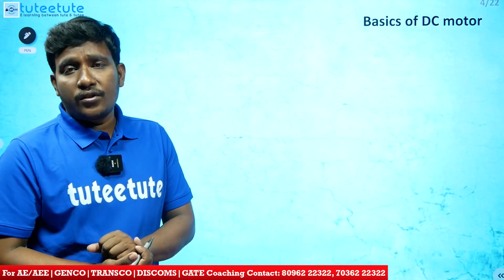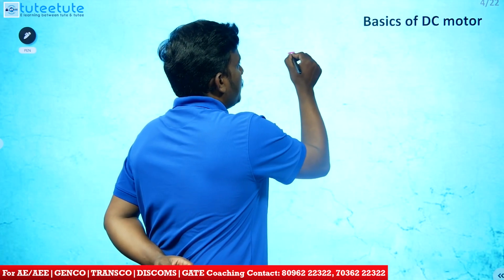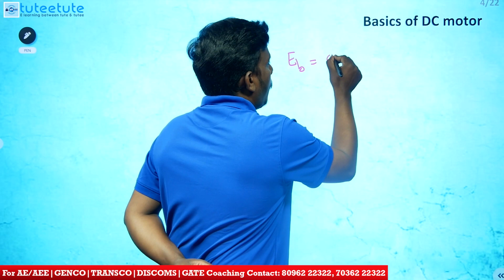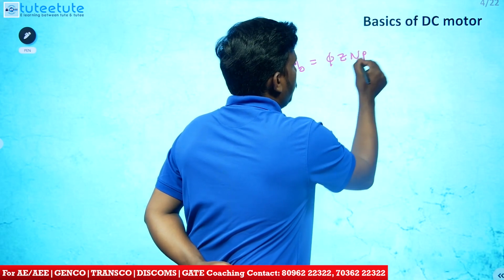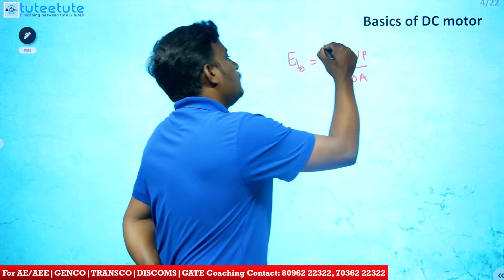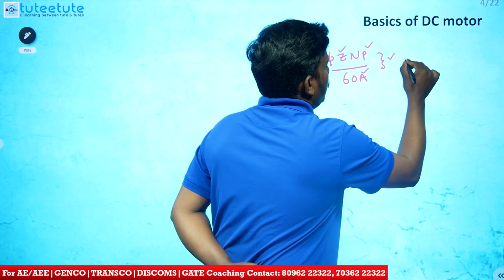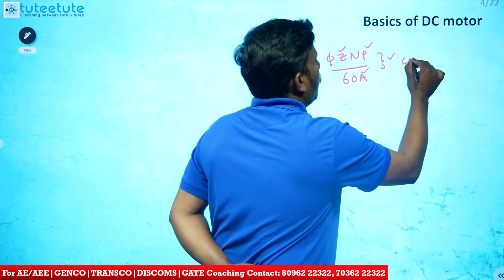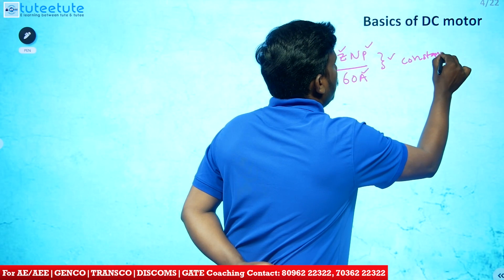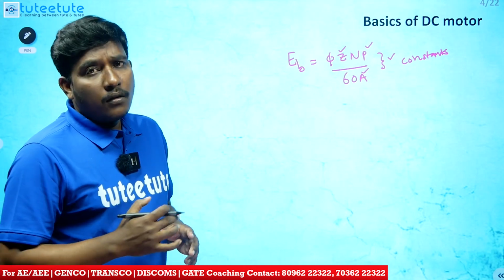Next, coming to the basics of DC motor. Before going to the classification of DC motors, first we will see different electrical parameters related to the DC motor. First thing is back EMF. EB is equal to pi ZNP by 60A, where Z, P and A are constants. That means during construction these parameters are fixed.